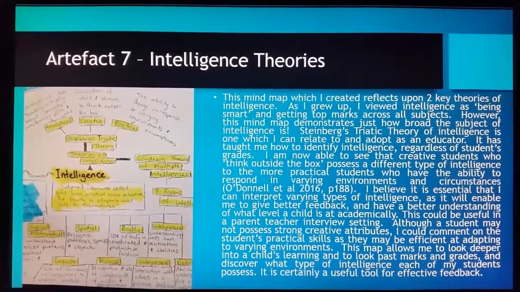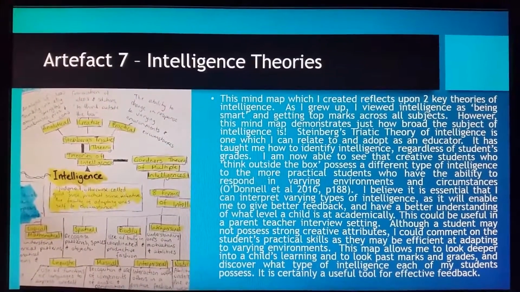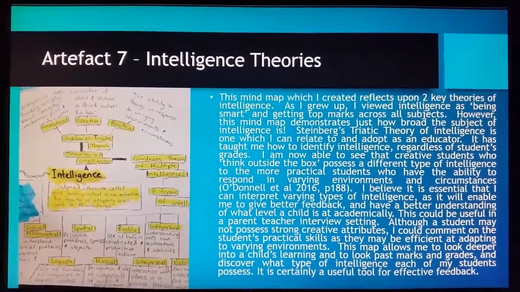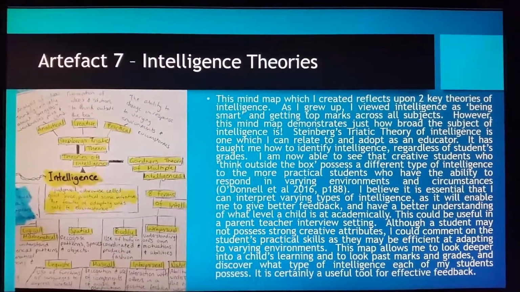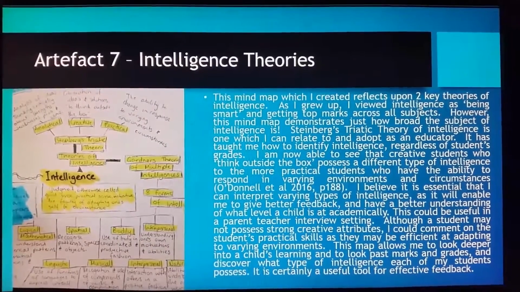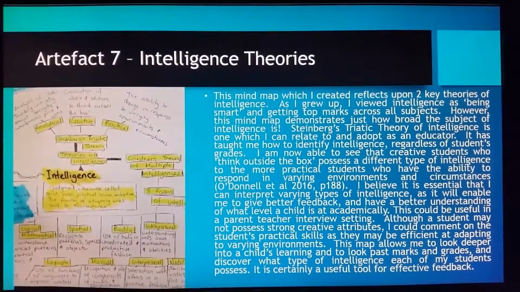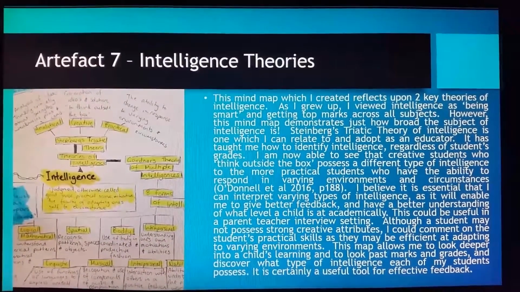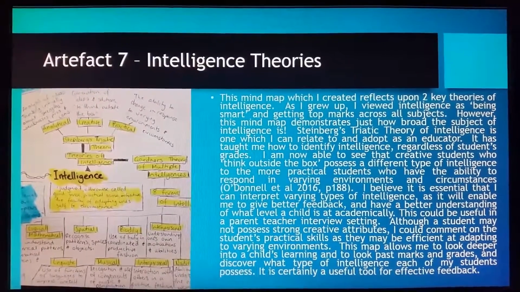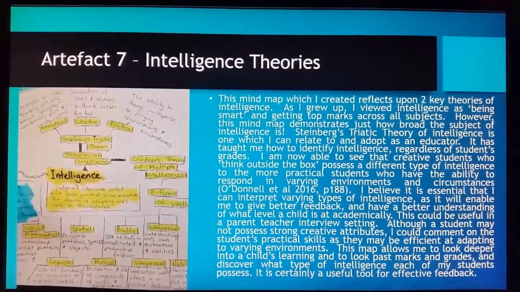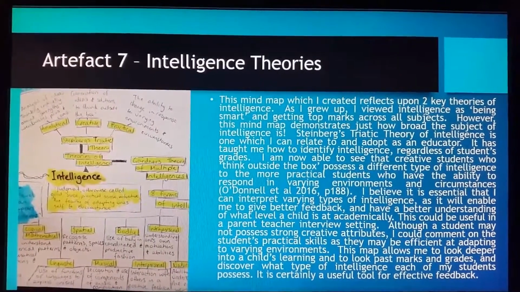I have a mind map which I created from a reading, and it was based on intelligence and intelligence theories. Now when we think of intelligence, we just think of smart intellectual people who get good marks, but this goes deeper into it, and it shows the different levels of intelligence, and this is really useful and beneficial in giving feedback to my students, because although one of my students might not possess strong creative intelligence, I could give positive feedback perhaps on their strong practical skills, which is a different level of intelligence.